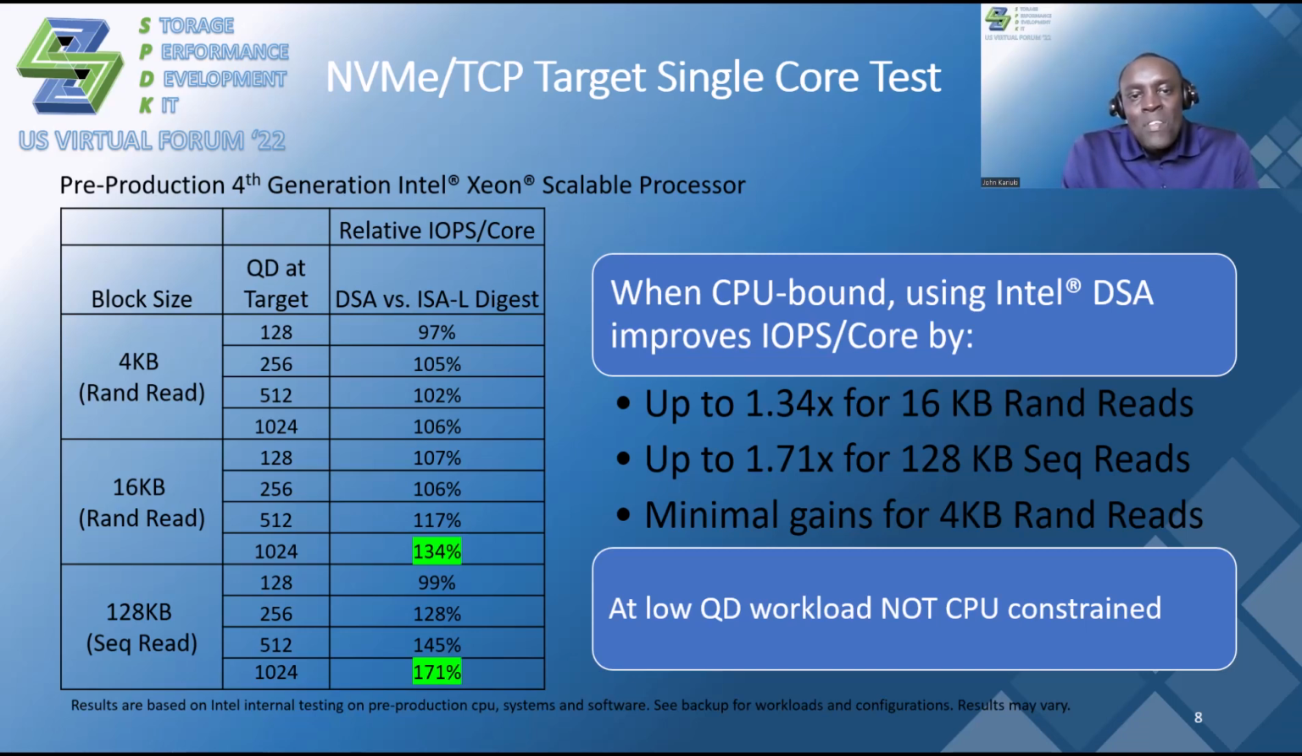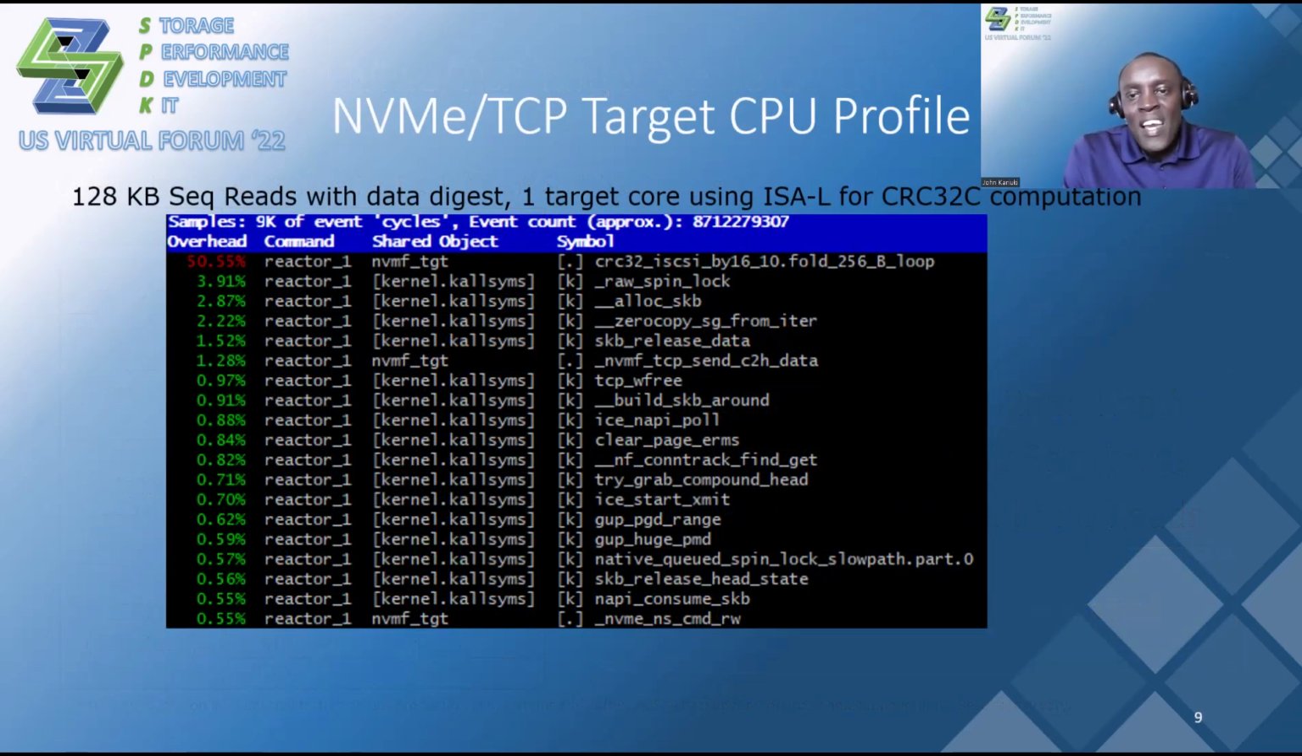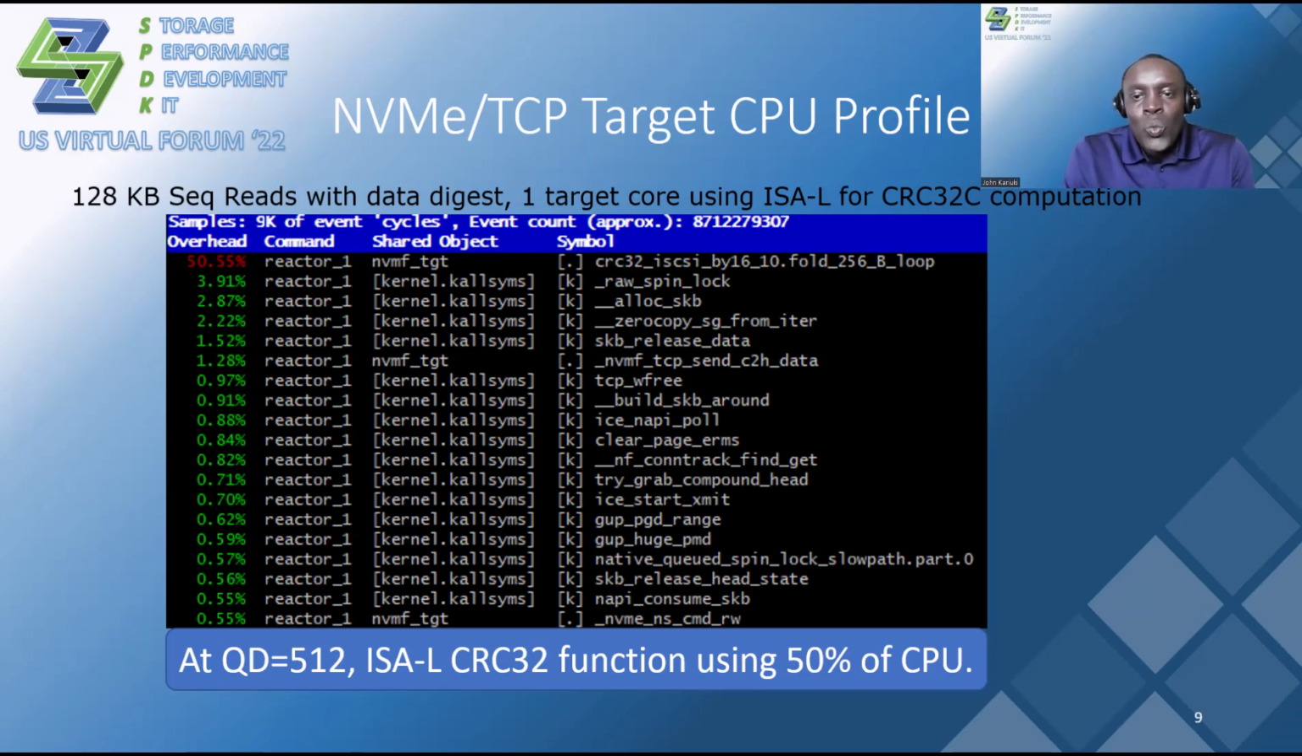So the first time when we looked at these numbers, we were a little bit curious as to how much CPU the ISA-L CRC32 function was actually using. And this was especially for those 128K sequential reads at the high queue depth. So we decided to collect a CPU profile for the target application while we were running the 128K sequential reads, and the target was using the ISA-L CRC functions to compute that data digest. As you can see in the profile that I'm sharing, the ISA-L CRC32 function was consuming over 50% of the available CPU cycles. So pretty good confirmation here that the task of actually computing the CRC32C data digest can be pretty CPU intensive for those large block workloads.